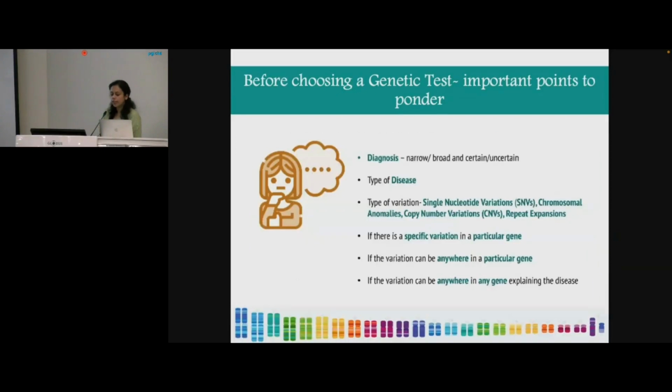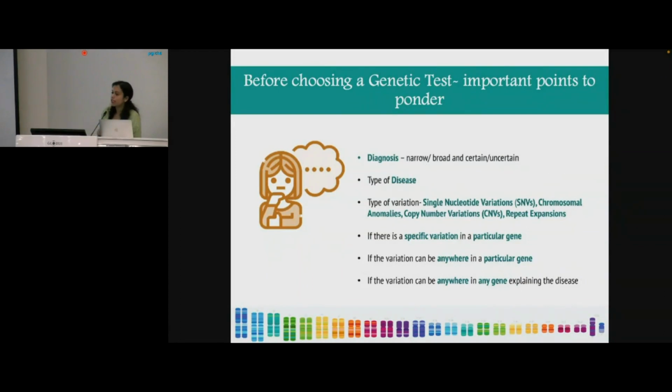So till now, we have understood the range of genetic testing that can be performed, but the challenge now is to choose an appropriate test in your setting. There are some points that one needs to ponder before choosing a suitable genetic test. So let us discuss how to choose a test based on these factors.